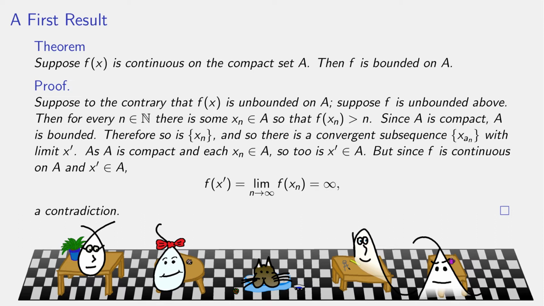But because f is continuous at x prime, you can commute the function with the limit. So f of x prime is the limit of f of x sub a sub n, which is the limit of f of x_n because it's a subsequence of the original f of x_n, and that went to infinity. So f of x prime would have to equal infinity, but f was a real valued function. f of any number has to be a real number, not infinity. So we've got our contradiction.